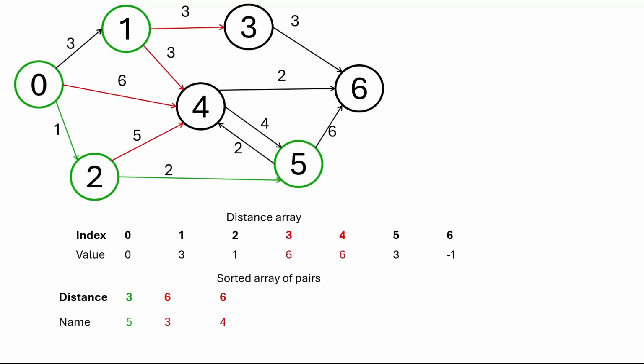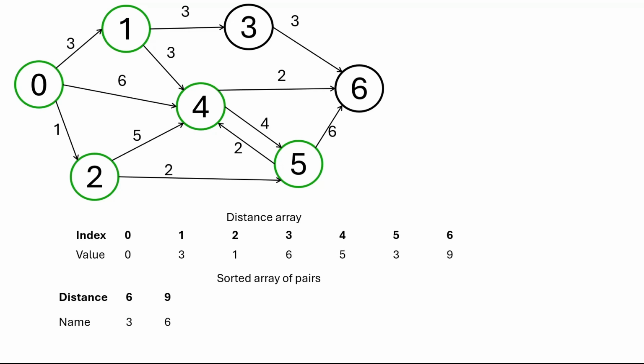Once again, we can be sure that the shortest path to node 5 has been found, and we will now relax its edges. We remove it from our sorted array. The new distance to node 4 is the distance to node 5, being 3, plus the weight of the edge, 2. This totals 5, which is smaller than its previous distance, 6. And we update our data accordingly. The same is true for node 6. And the next node we will relax is node 4 for the same reasons.